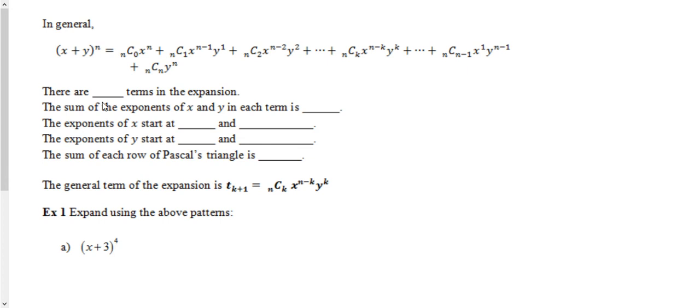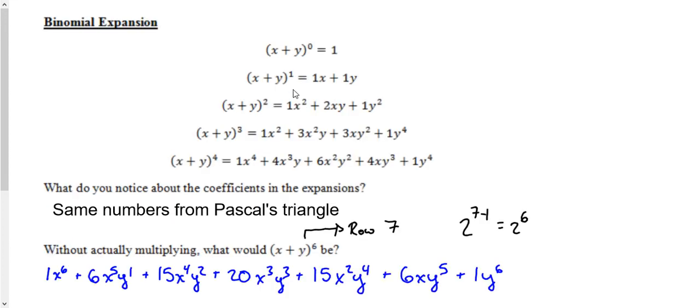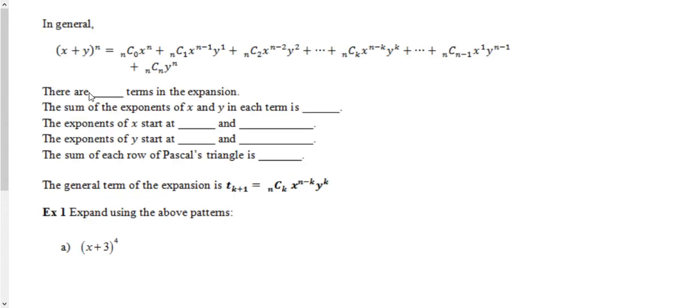There are blank terms in the expansion. How many terms are there in the expansion? Well, let's go back and do a concrete example here. If n was 1, how many terms is this? We have 2. If n was 3, how many terms do we have here? We have 1, 2, 3, 4 terms. If n was 6, how many terms do we have down here? We have 1, 2, 3, 4, 5, 6, 7 terms. So there are blank terms in the expansion. Here, there's always n plus 1 terms.